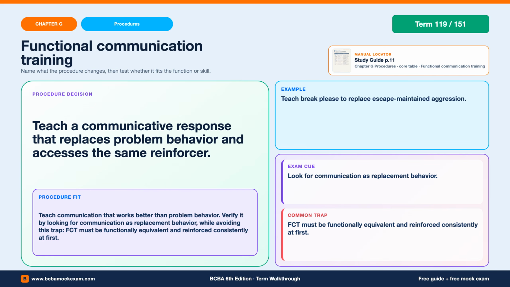Here is how that shows up in practice. Teach "break, please" to replace escape-maintained aggression. The decision point is practical. Name what the procedure builds, reduces, replaces, or transfers, then ask whether it matches function. The clue is communication as replacement behavior. If you need one line, use this: teach communication that works better than problem behavior.